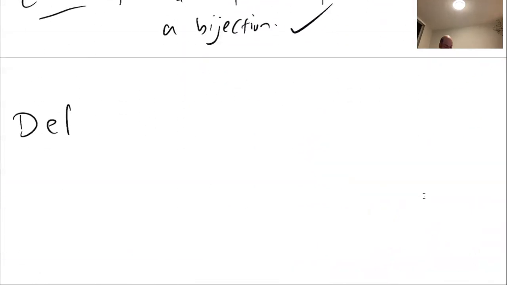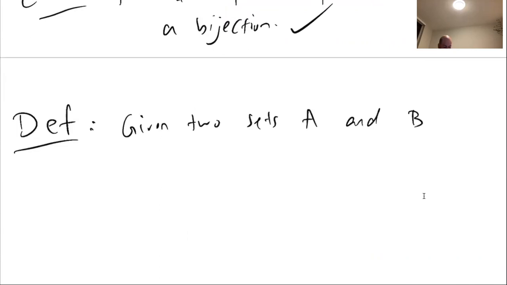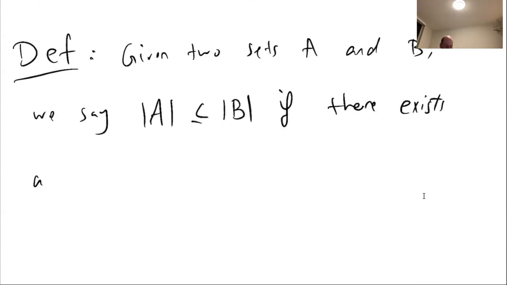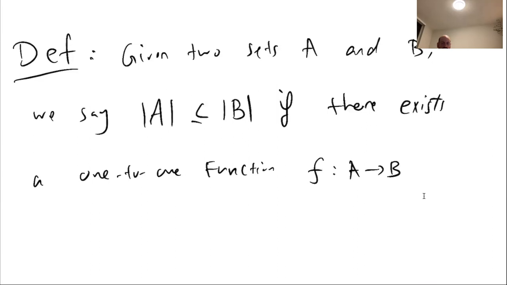So, definition. Given again two sets A and B, we say that the cardinality of A is less than or equal to the cardinality of B if there exists a one-to-one function f from A to B. So if there is a one-to-one function f from A to B, then we say that the cardinality of A is less than or equal to the cardinality of B.